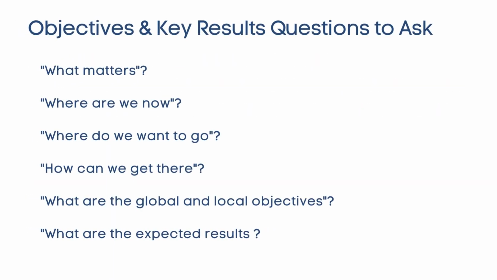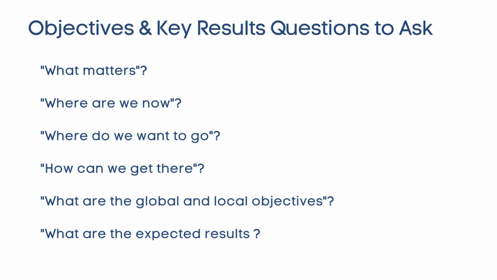In a typical OKR implementation, the objective is to qualitatively answer the question: what is to be accomplished? Questions like: what matters? Where are we now? Where do we want to go? How can we get there? What are the global and local objectives? What are the expected results from achievement of objectives?